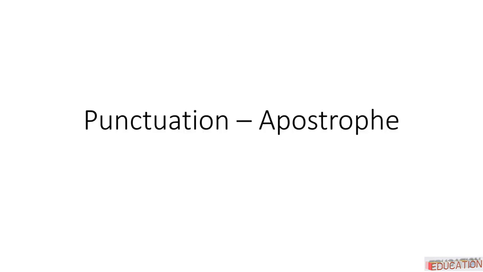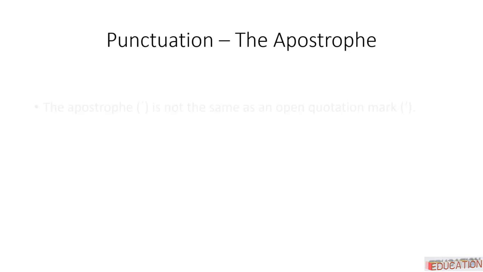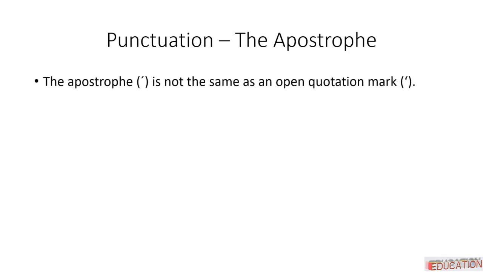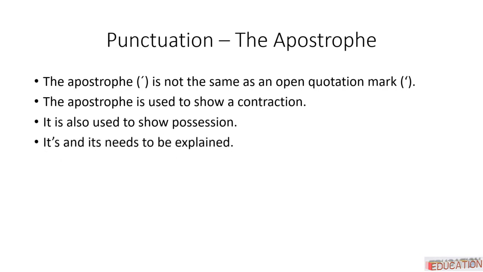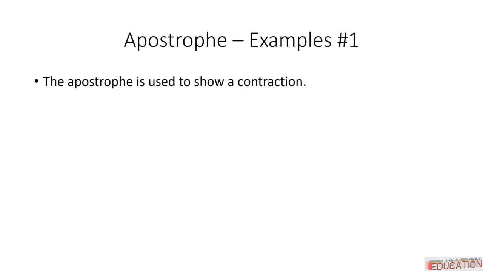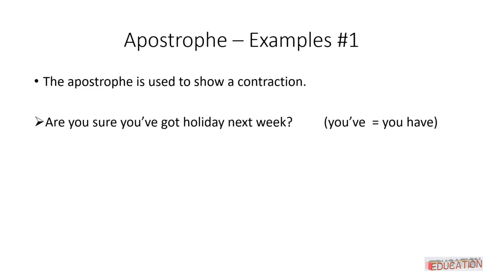This lesson is on the apostrophe. The apostrophe, as shown here in brackets, is not the same as an open quotation mark. The apostrophe is used to show a contraction, and it's used to show possession. "It's" and "its" with and without an apostrophe needs to be explained. The apostrophe is used to show a contraction, as in, are you sure you've got holiday next week? Where "you've" is the contraction of "you have."